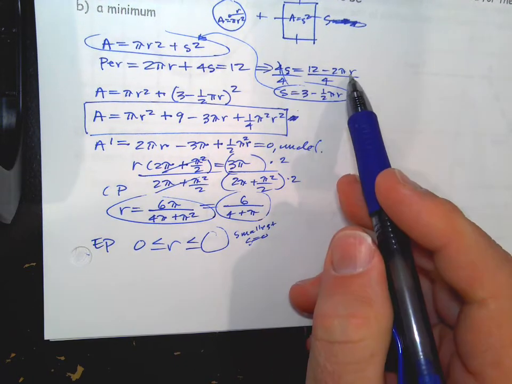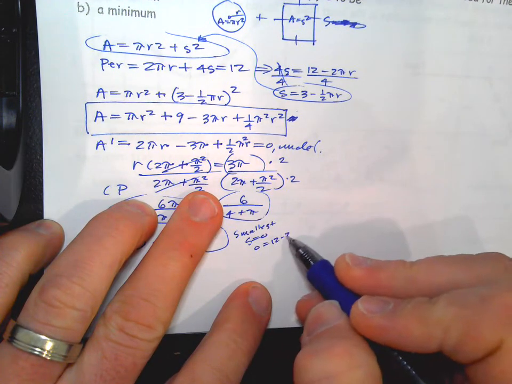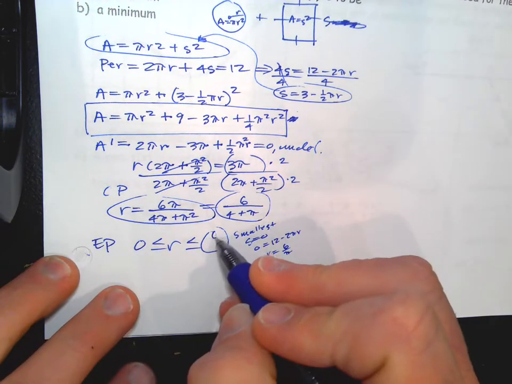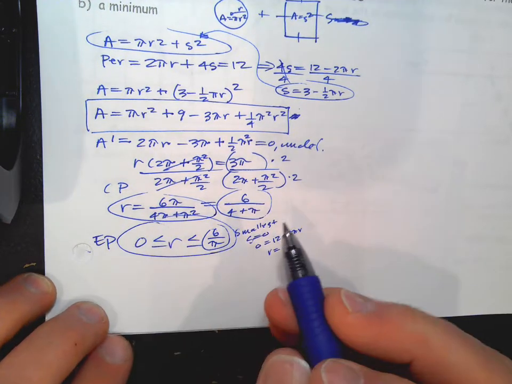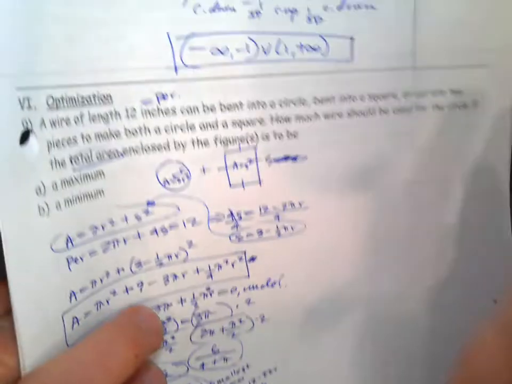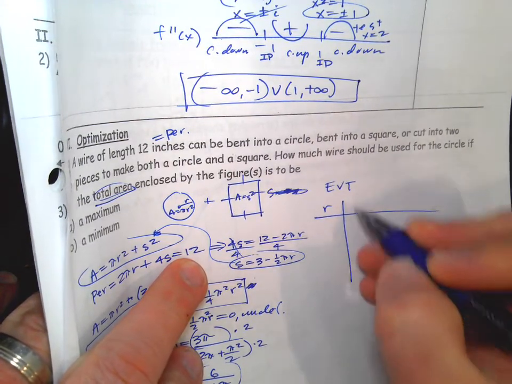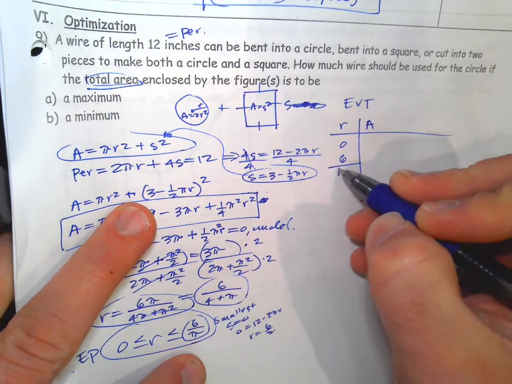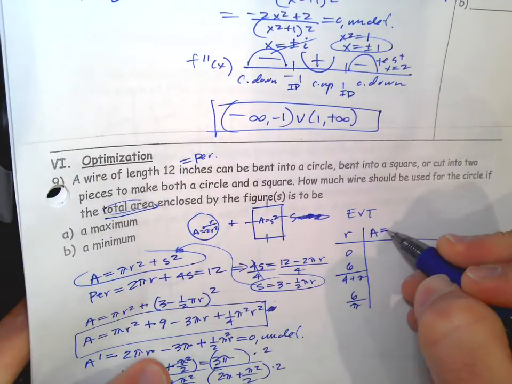If S is 0, then you would say 0 equals 12 minus 2 pi r, and r would equal 6 over pi. So those are your endpoints, and they are definitely endpoints. So we could use extreme value theorem, which we want to whenever possible. So extreme value theorem: make a table, r, endpoints, critical points. I'm going to plug them into the area formula, probably the one that has all r's.